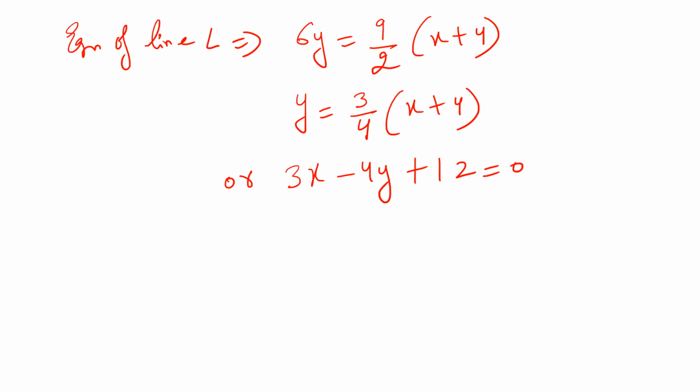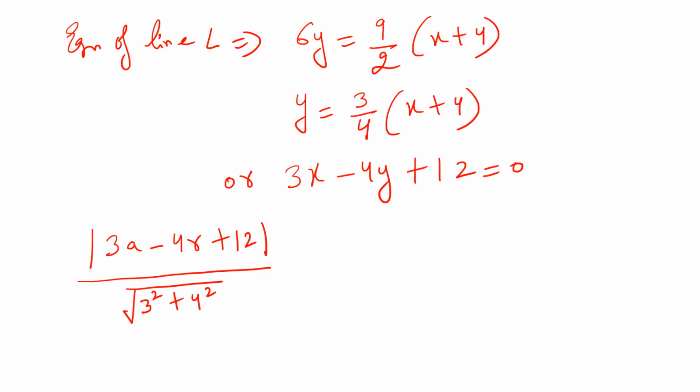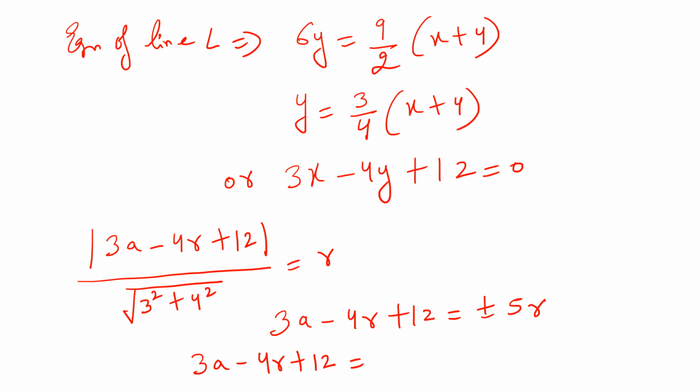So that means I can say that mod of (3a minus 4r plus 12) whole divided upon square root of (3 square plus 4 square) equal to r. I have used the formula to find the perpendicular distance of a point from a straight line. Now from here I get 3a minus 4r plus 12 equal to plus minus 5r. So we get two equations from here. The first one is 3a minus 4r plus 12 equal to 5r.